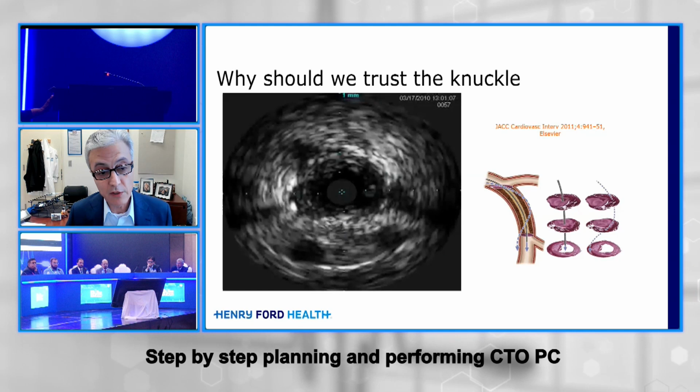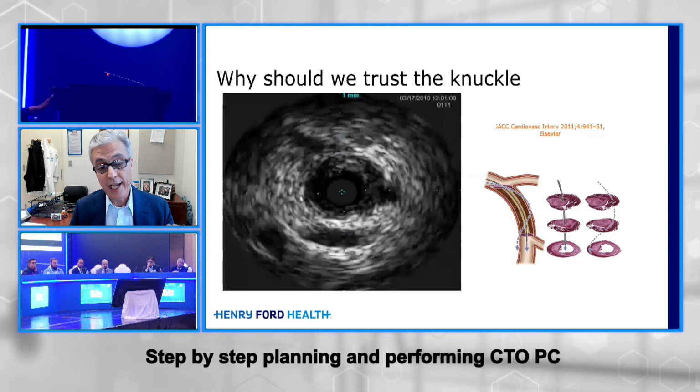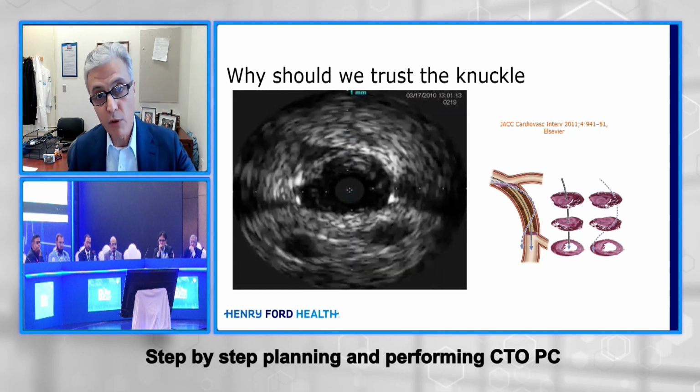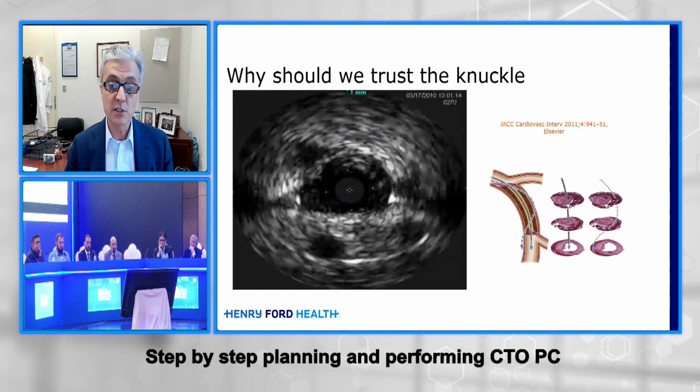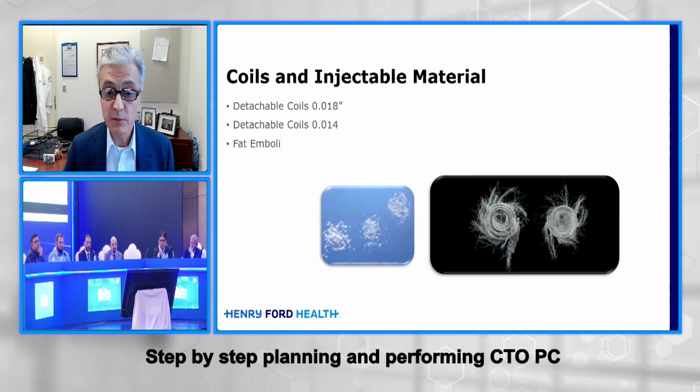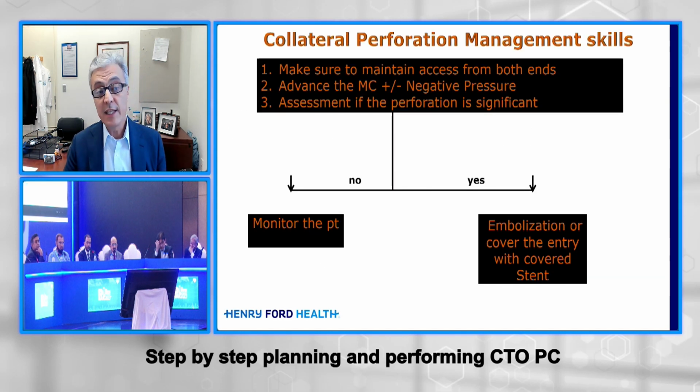This is a picture on the left. The IVUS showing the knuckle, actually how the knuckle does not exit the adventitia, only if you push it in a small branch. So always trust the knuckle. Complication management is very important. You have to be familiar with coils, and this is the algorithm for how to approach it.